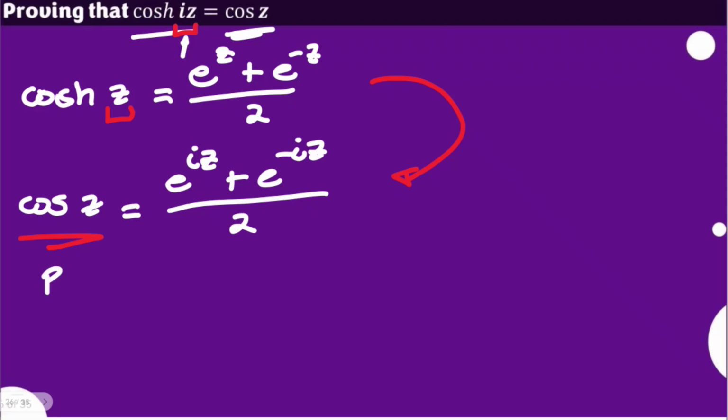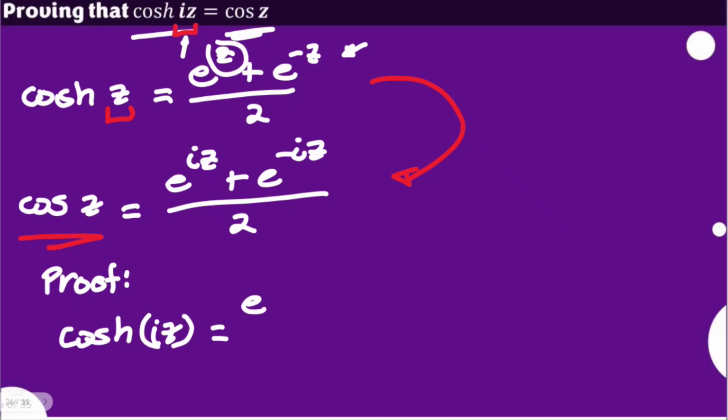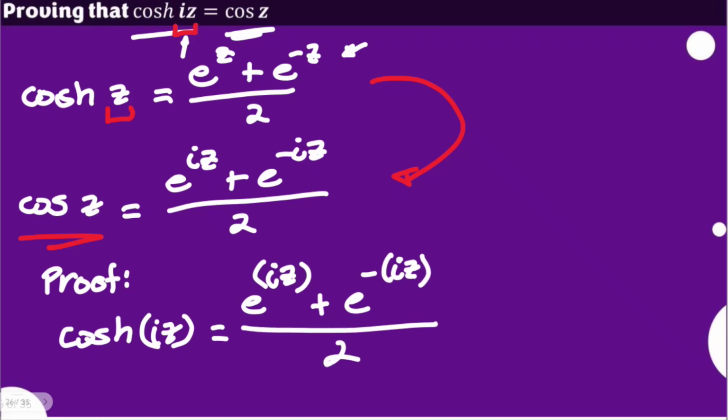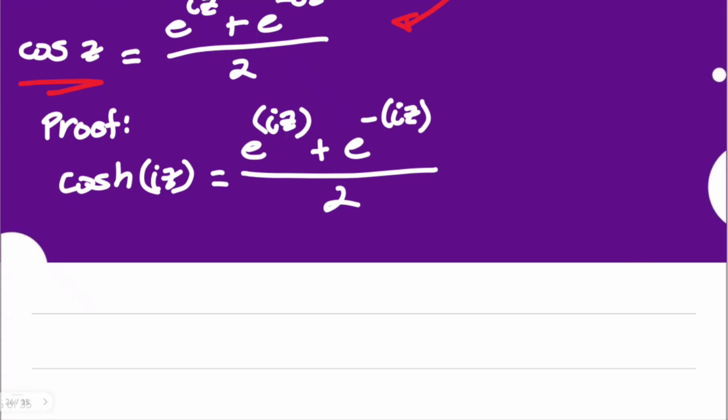Now let's start with our proof here. I believe this proof is even shorter than the previous one because we're going to change the angle for the hyperbolic function from z to iz. And when we do that, all of the z's here will be changed as well. So we will have here e to the power of z, instead of that, we'll be changing it to iz, and then plus e to the power of negative z, which is now iz. Still all over 2. And when we simply remove the grouping symbol, we'll have here e to the power of iz plus e to the power of negative iz all over 2.